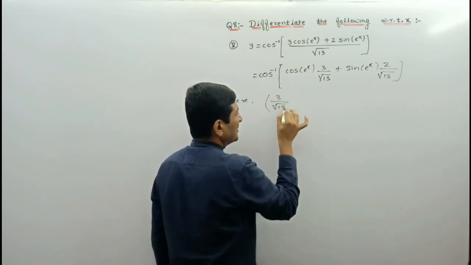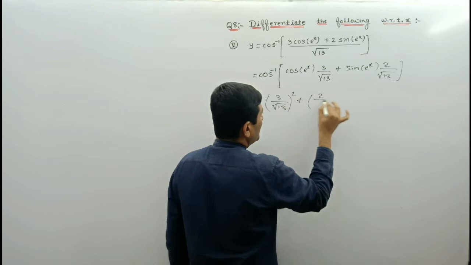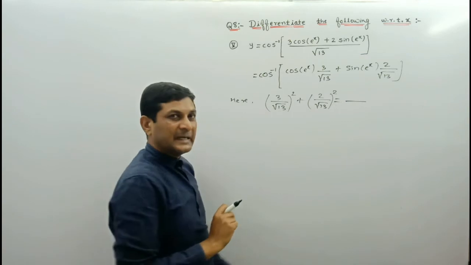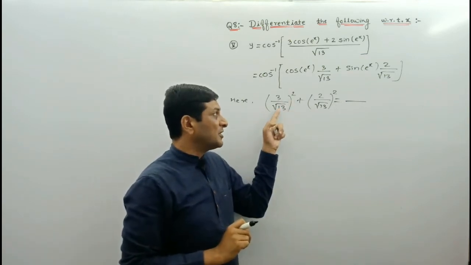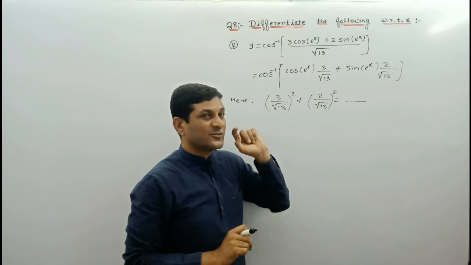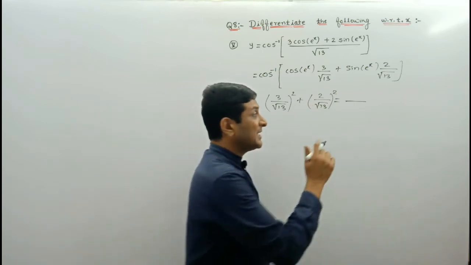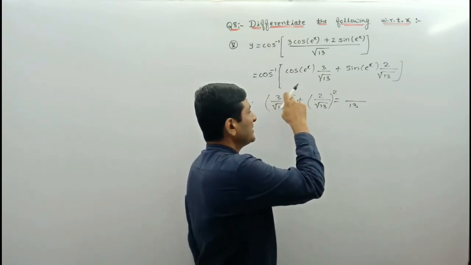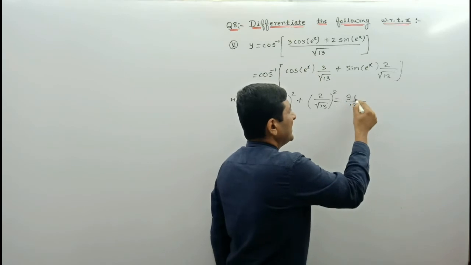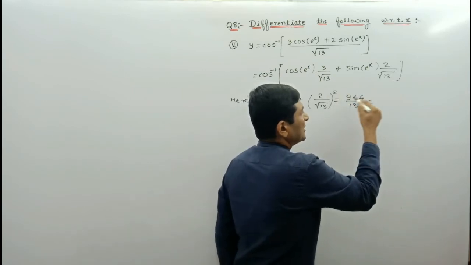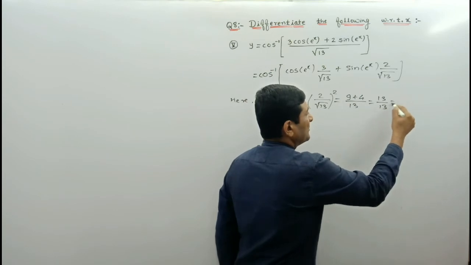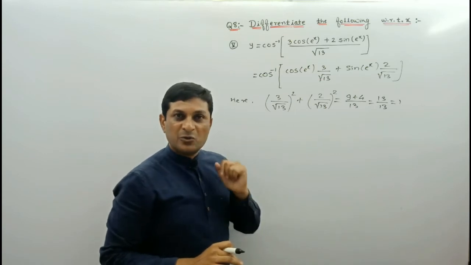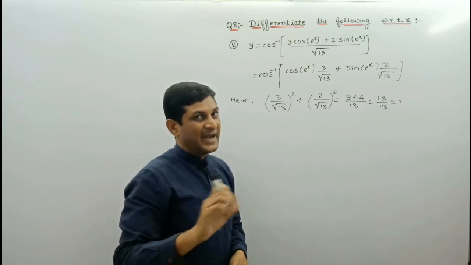3 upon under root 13 square plus 2 upon under root 13 square will be equal to, here we can observe that the denominator of the first term is square of root 13, means 13, and the denominator of the second term is also square of root 13, means 13. So we can say that the denominators of both terms are the same. So simply we have to add the numerators. What is the numerator here? 3 square means 9, and here square of 2 means 4. So 9 plus 4 is 13. 13 upon 13 will be equal to 1. So what we have proved here is that the sum of squares of these two numbers is 1, which means we are able to denote these numbers by sin theta and cos theta.